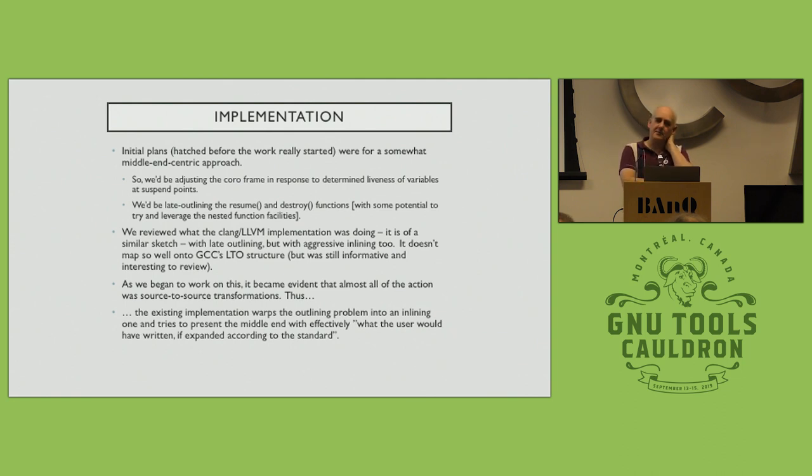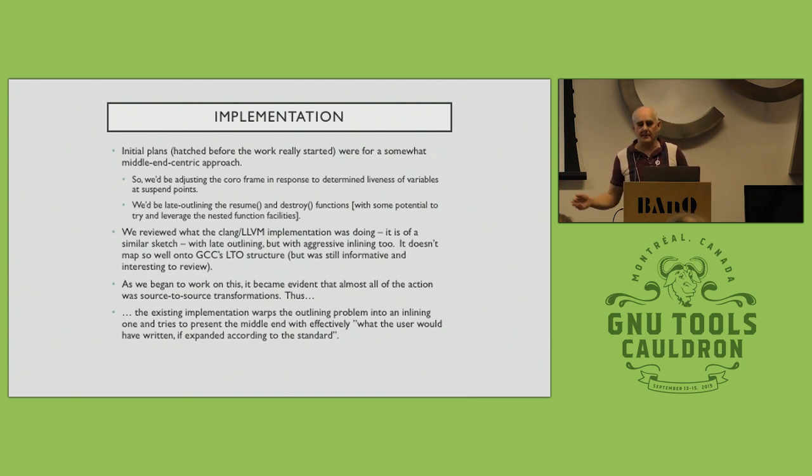What we'd really like to do is to be able to use the IPA stuff before the streaming and do whatever analysis is possible there. Actually, I have an implementation which does some of the outlining later, and I have an implementation which does the outlining early, and the second one actually works a whole lot better.